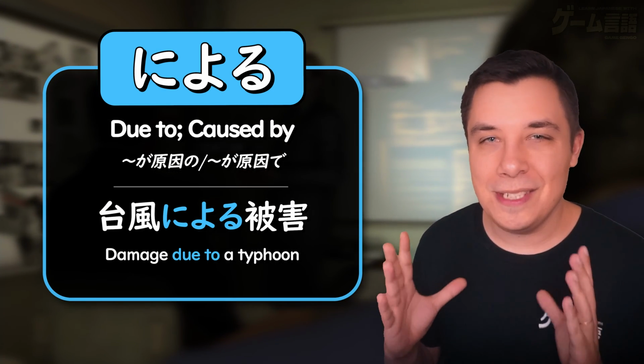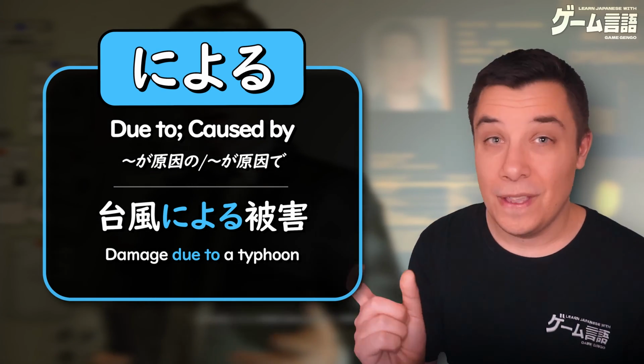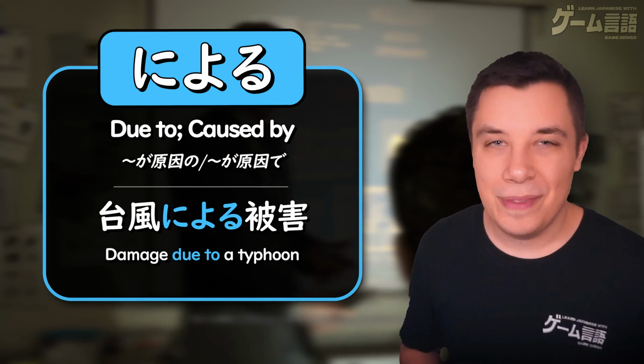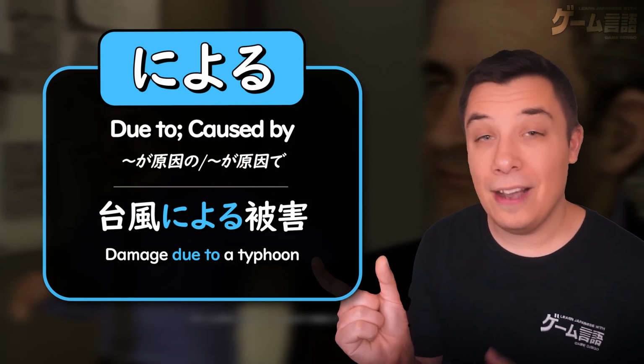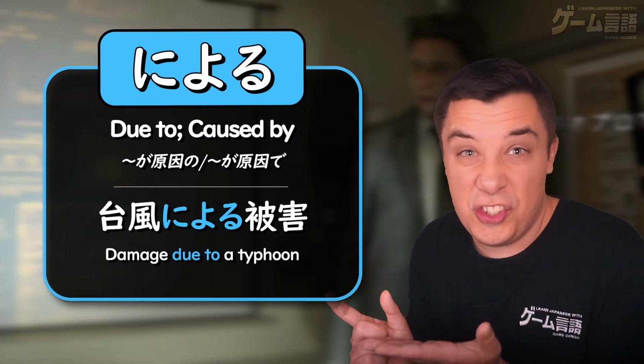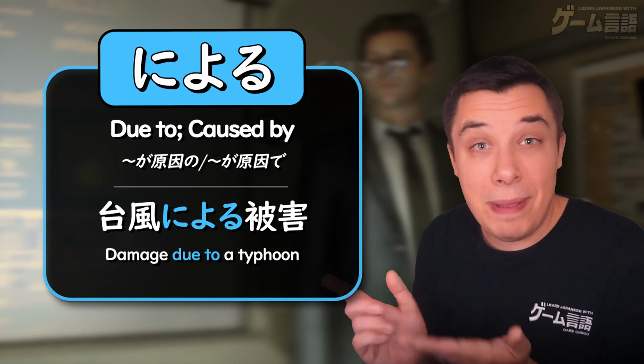So first we have the simplest form, niyoru. This is just the verb yoru following the ni particle. And you use niyoru after a noun to show that something is either caused by that noun, something is due to that noun, or that something depends on that noun.